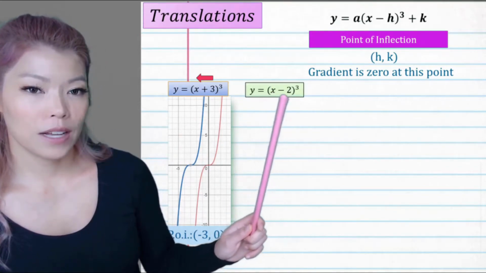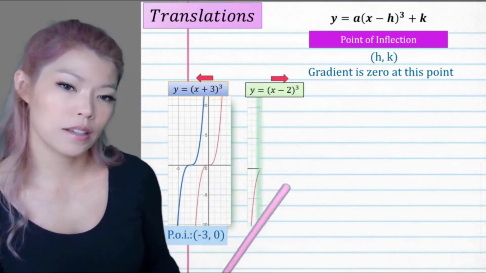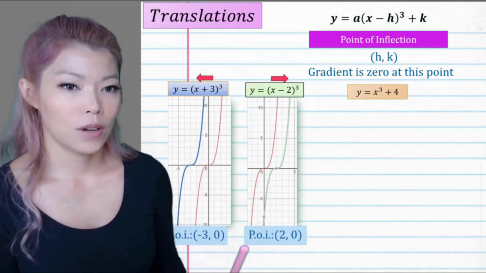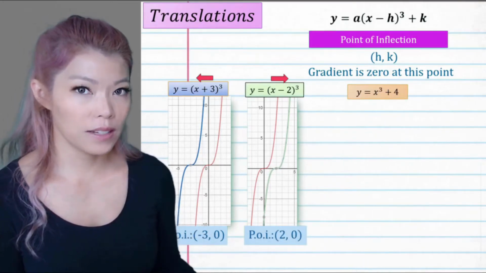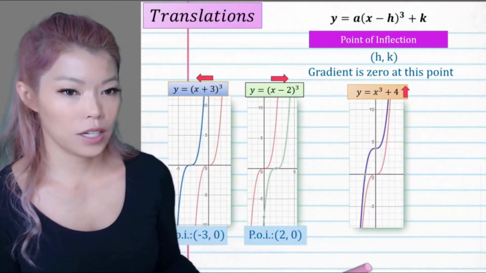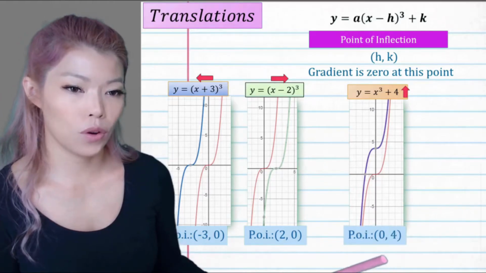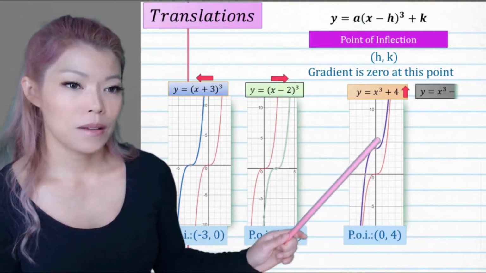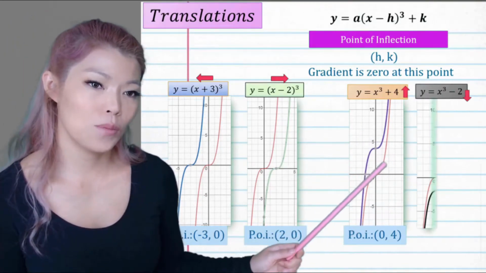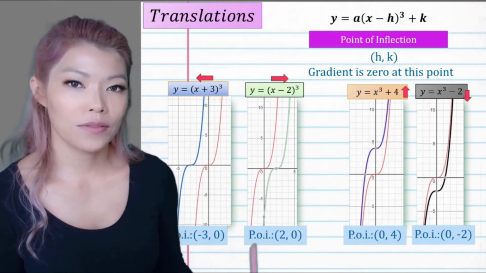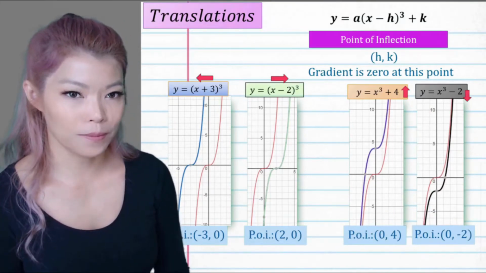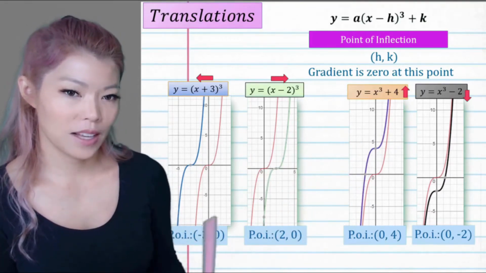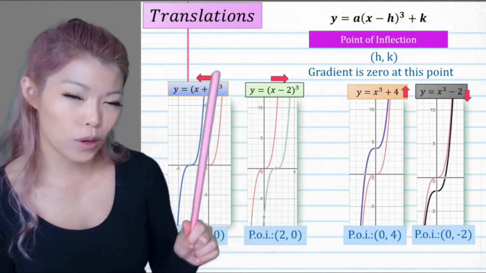What happens if we have x minus 2? It means move to the right. And so now we have the point of inflection as 2, 0. What happens if we have plus 4? Means we're moving up. So the point of inflection is still 0 for the x value, but 4 for the y value. And you can guess what the last example is, something minus. So minus 2 means we're moving down 2. So our point of inflection is 0 and minus 2. You can see there's very similar patterns to quadratics, except the shape is different right now, and there's a little 3 in the equation.